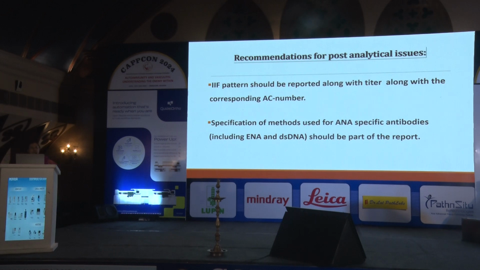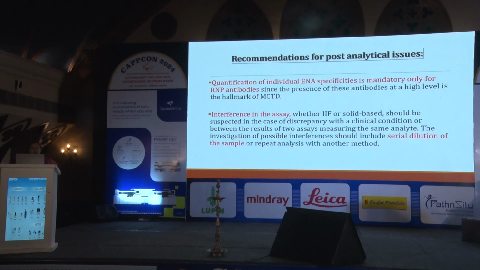Then the specification of the method used for the ANA-specific antibodies, that is either ENA or dsDNA. ENA, the extractable nuclear antigen, can be done by line immunoblot assay, or by ELISA or immunoassay CLIA methods, which are more accurate. So that should be part of the report.